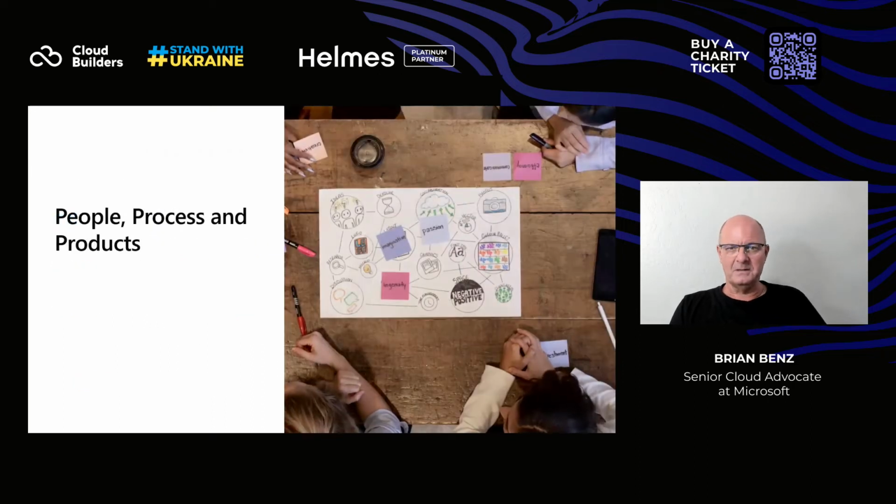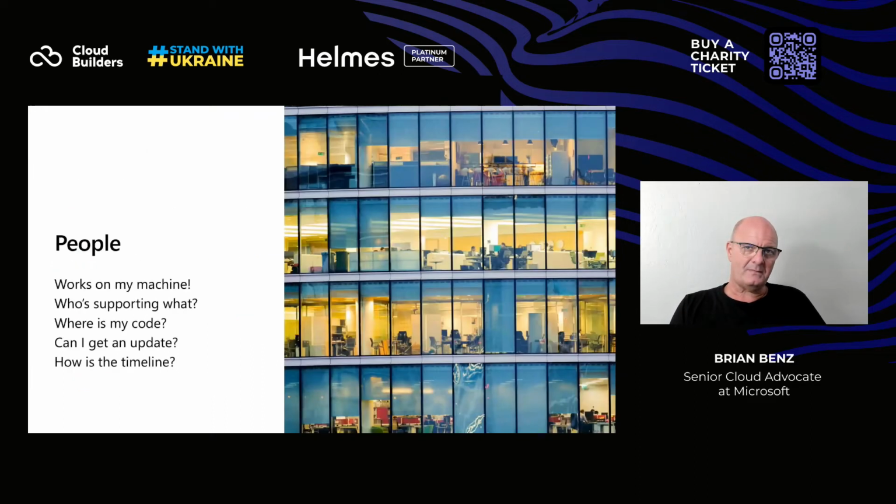All right, so let's talk a little bit about people, process, and products. Here are some of the things you hear on a typical software development project and in an organization in general. Works on my machine. Who's supporting what? Where's my code? And that could be, where's my code in general, or where's the code that you were promised? Can I get an update on the project, on the timeline? Are we on track? Is there an update to the software that I can try out? All kinds of things. And how is the timeline is very important as well. Are we delivering on time?